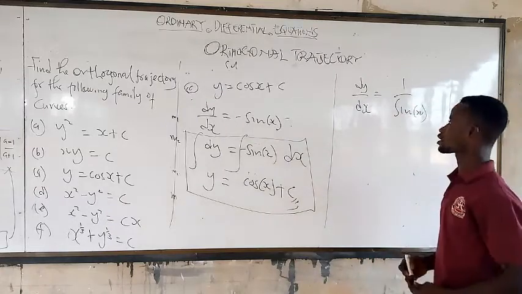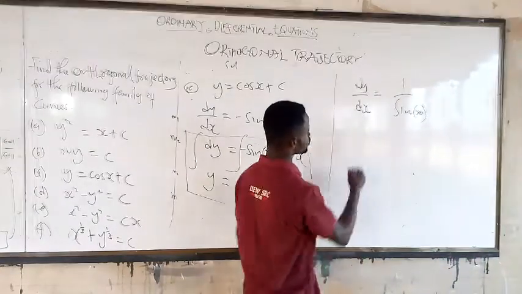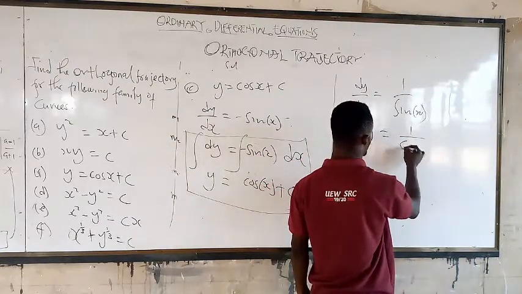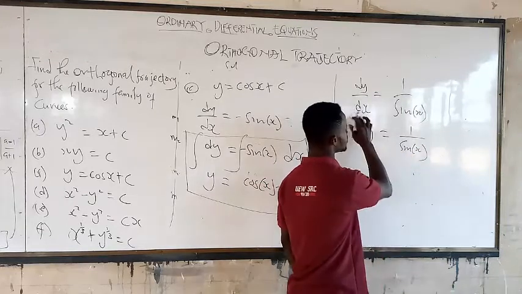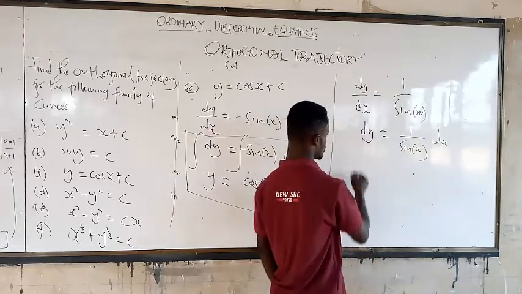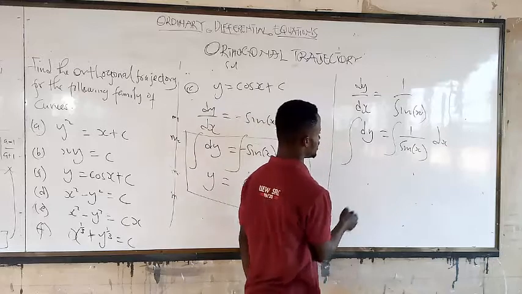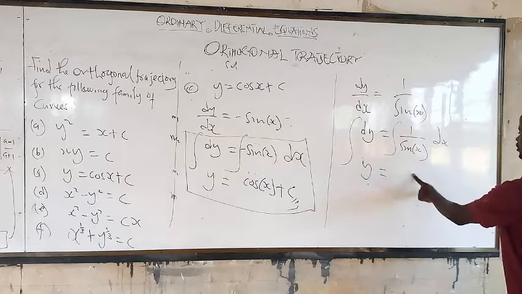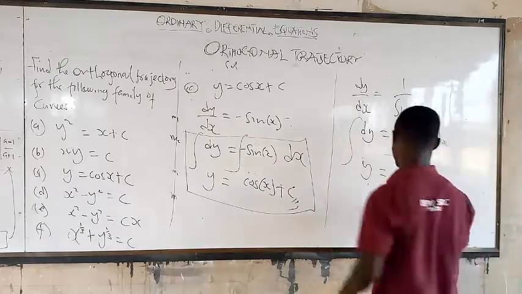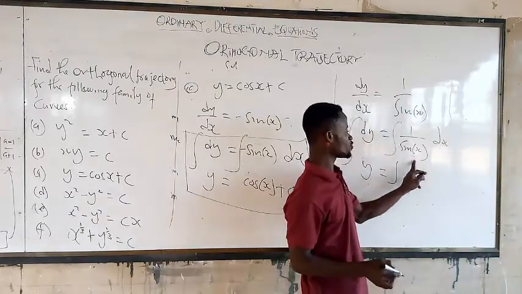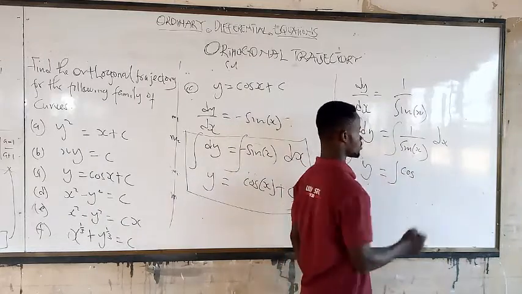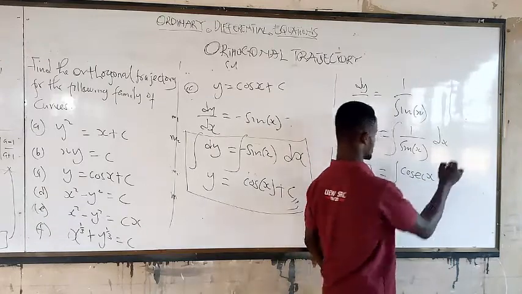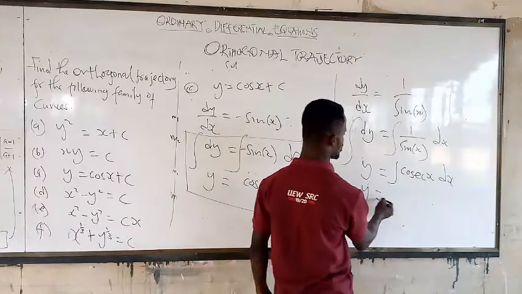The negative reciprocal of this is going to be like this. So now we solve this by separable. So dy is equal to 1 over sine s ds. You integrate both sides, and this gives you y equal to, when you integrate this, don't forget that 1 over sine is the same as cosec, cosec x dx.